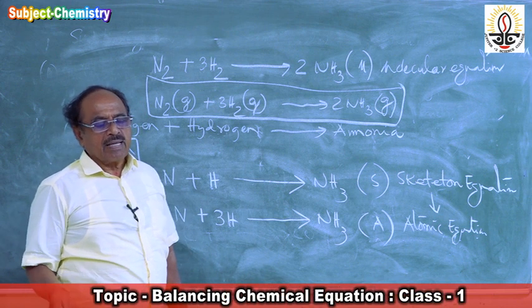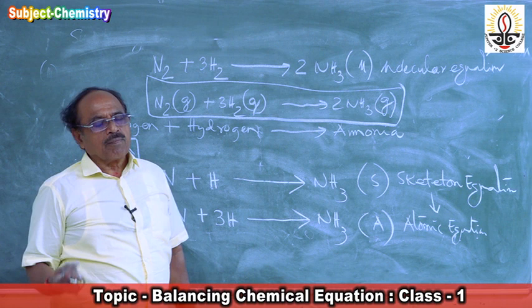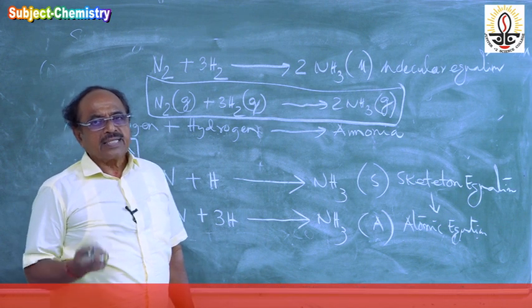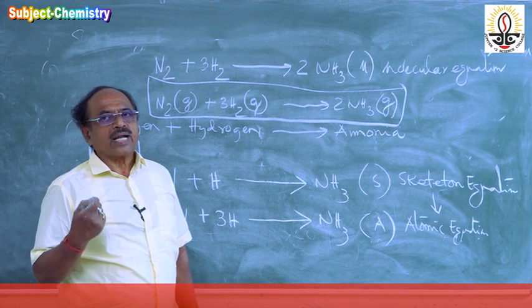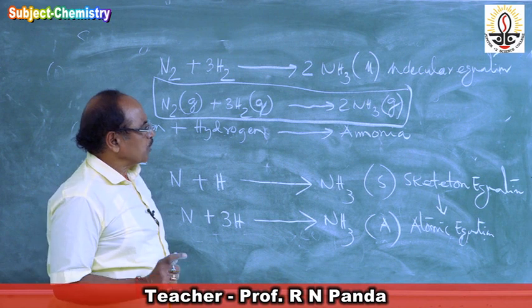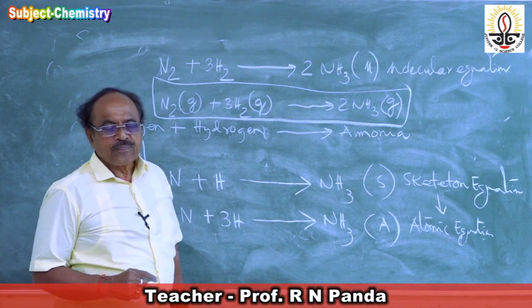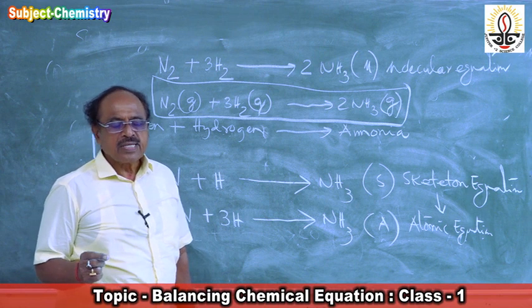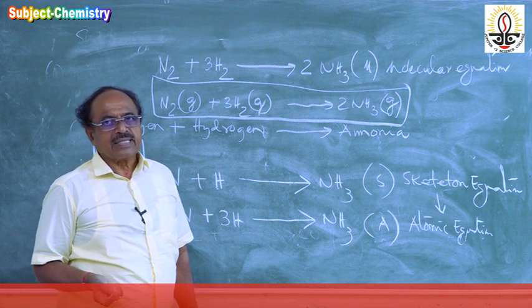So when any chemical reaction goes on, we can represent that chemical reaction by a balanced chemical equation, and we can write the balanced chemical equation by the SAM method. First we write the skeleton equation, then you write the atomic equation, then you will write the molecular equation. So this is how I taught you what a chemical equation is, why a chemical reaction can be represented by a chemical equation, then how to write a balanced chemical equation.